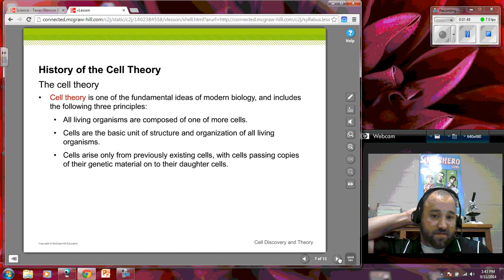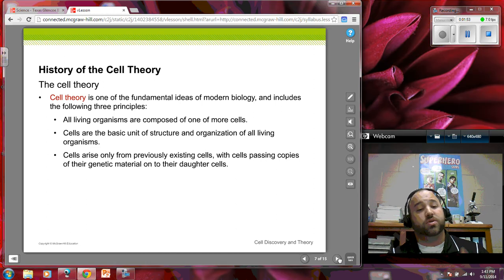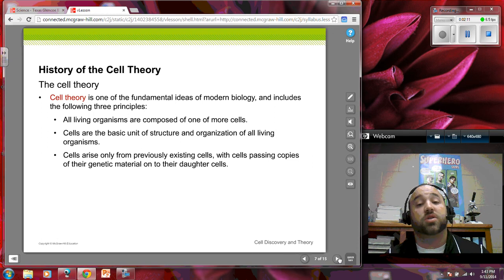Cell theory is one of the fundamental ideas in modern biology. It includes three principles. First, all living things are composed of one or more cells. Second, cells are the basic unit of structure and organization in all living things. And third, cells arise only from previously existing cells, with cells passing copies of their genetic material onto their daughter cells.